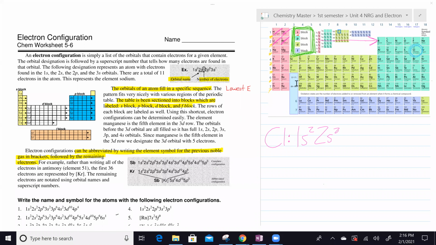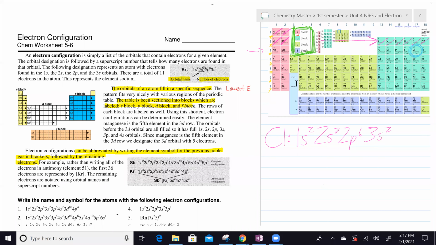Okay. Then P, what is that? 1, 2, P6. Okay, what number do you want me to put? What street? Oh, 2. 2p6. Very nice. 2p6. That covers 1, 2, 3, 4, 5, 6. All right. And then 3s2. Very nice. He came down to here.